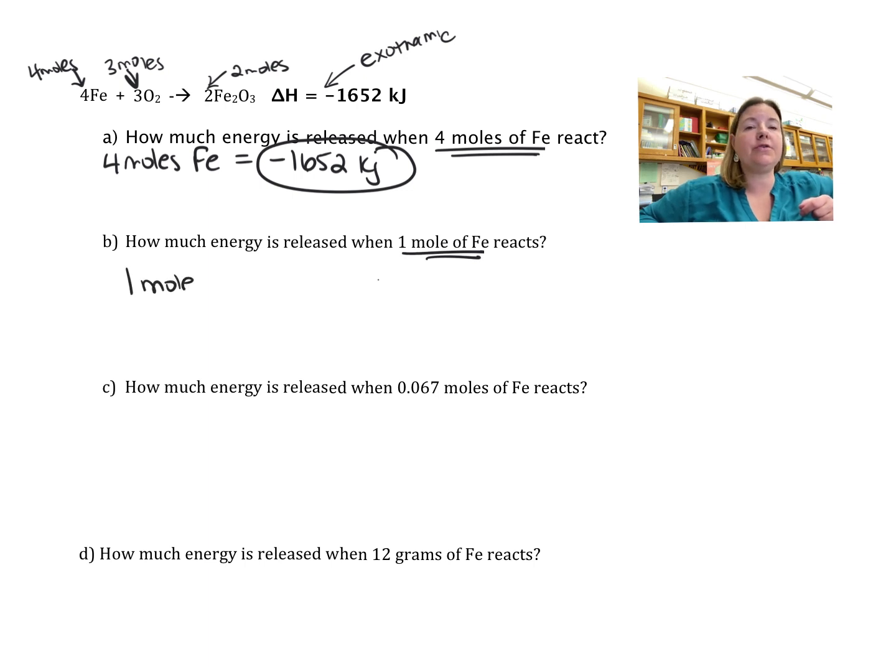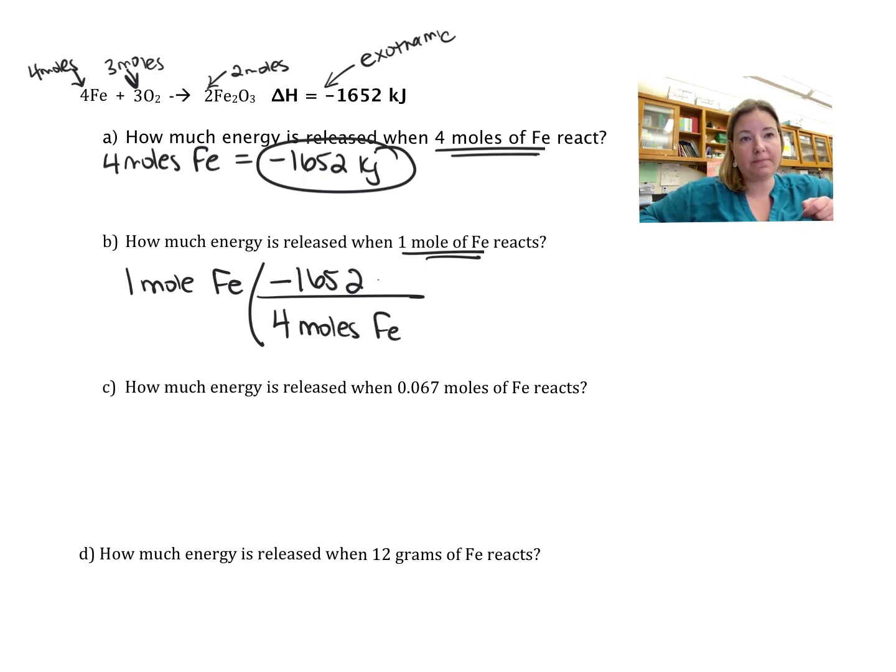So here's what we're going to do for this. We're going to use the relationship that we know that 4 moles of iron produces 1,652 kilojoules of energy. We're going to use that and basically create a conversion factor that 4 moles produces that much energy. So we're going to start with how much we really have. We only have 1 mole of iron. We're going to multiply that 1 mole of iron by our conversion factor, our relationship that we know that 4 moles of iron produces 1,652 kilojoules.